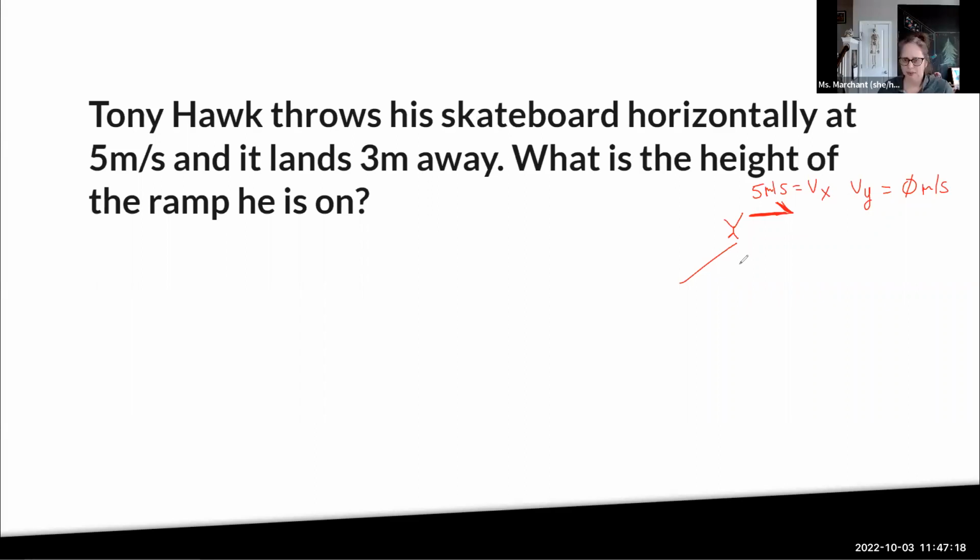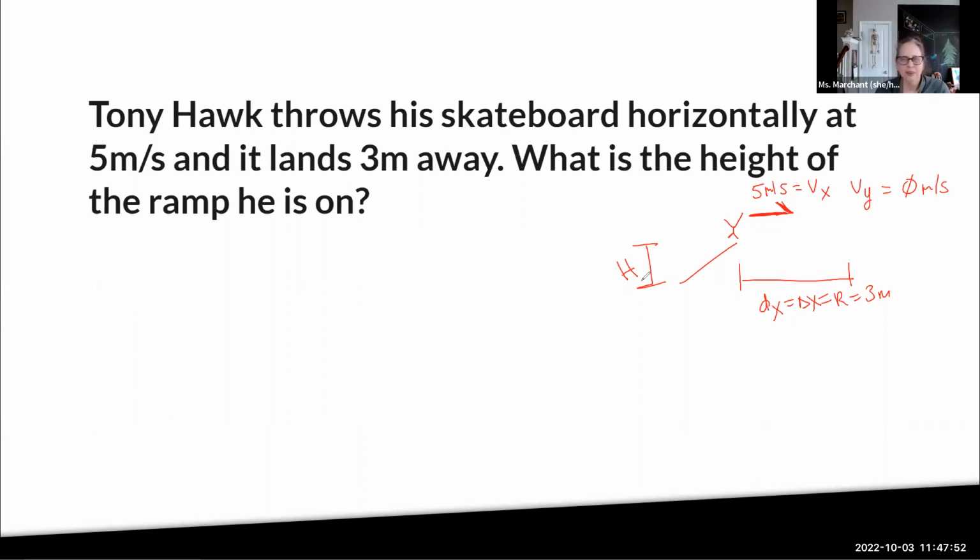It lands 3 meters away. Okay, 3 meters away. That is the distance in the X or the change in the X, the delta X, or the range is 3 meters away. Okay, what is the height of the ramp? That is what we're trying to find, the height of the ramp. So this is a very similar problem, but in reverse to what else we were doing. This time, they want us to find the height instead of the range. So that means we just got to do the order of the problems backwards.